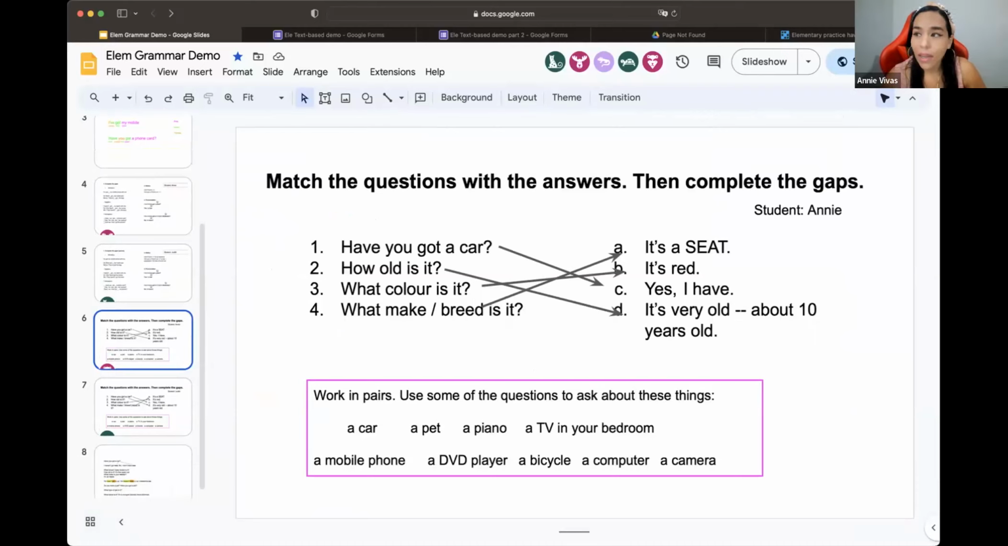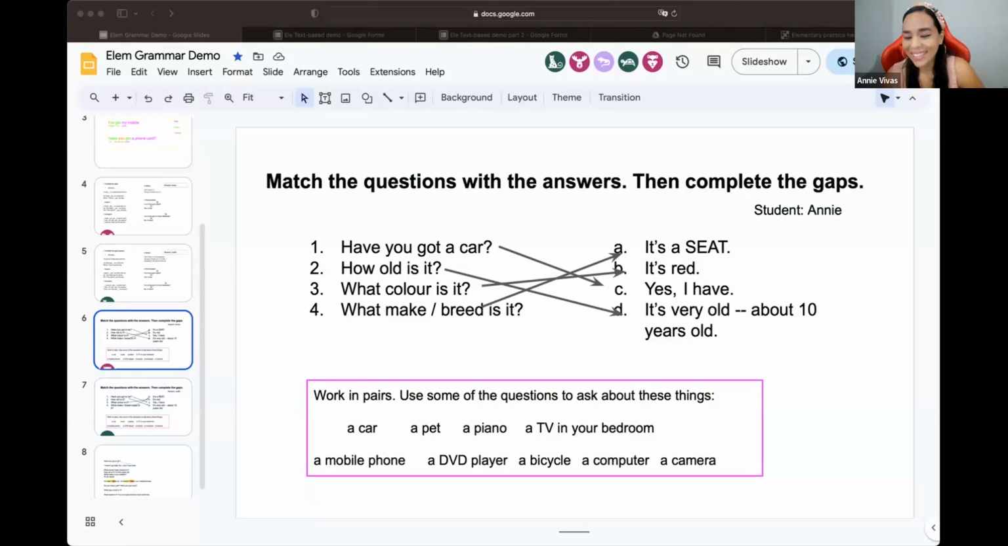Have you got a pet, Judith? Yes, I have. How old is it? It's about 3 years old. What color is it? Okay, it's black. And what breed is it? It's a French bulldog.